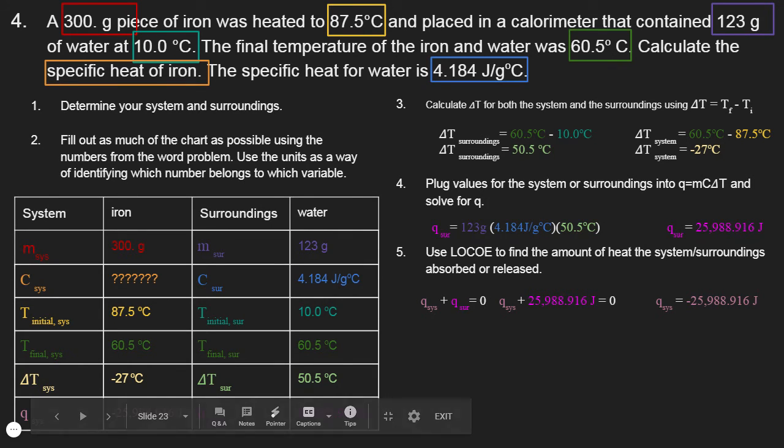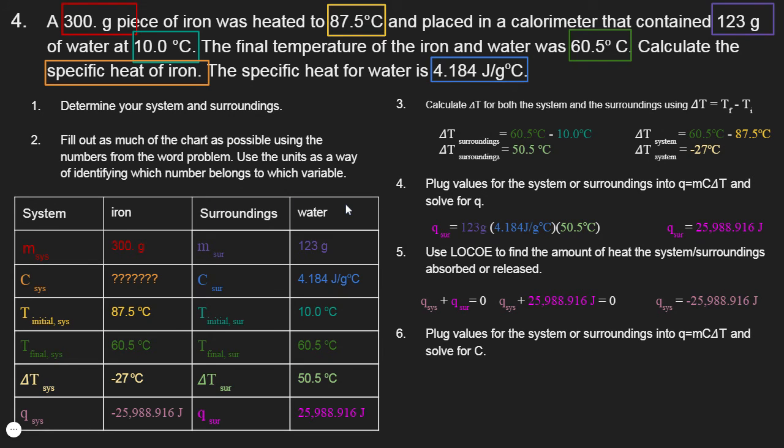Now, guys, I do want to point out that the fact that our system has a negative temperature change and a negative Q is not a coincidence. If you have a negative change of temperature, you will have a negative Q. If you have a positive change of temperature, you will have a positive heat value. Also, the Q of the system is always going to be the opposite sign of Q of the surroundings. Always. If one object loses heat, the other object has to gain that heat. So it makes sense that we have one positive value and one negative value.